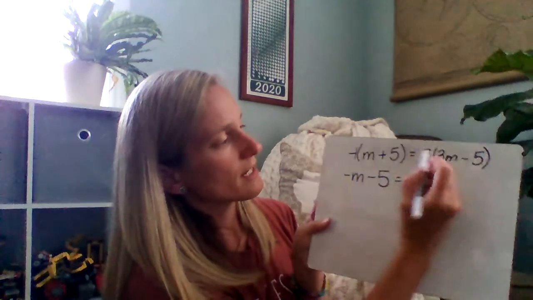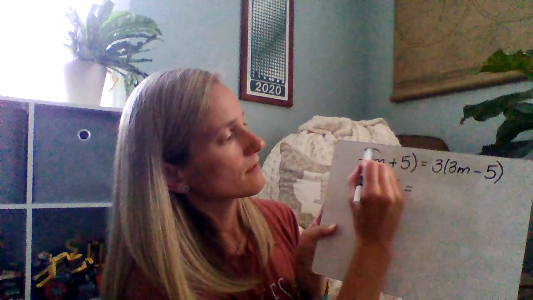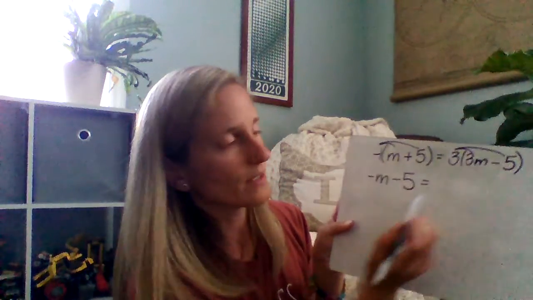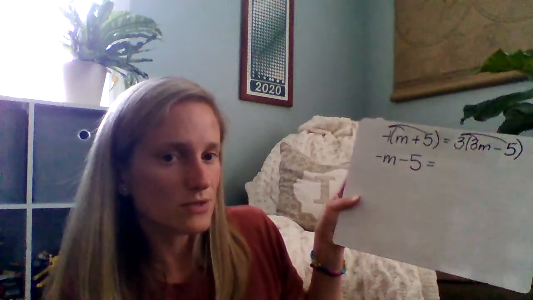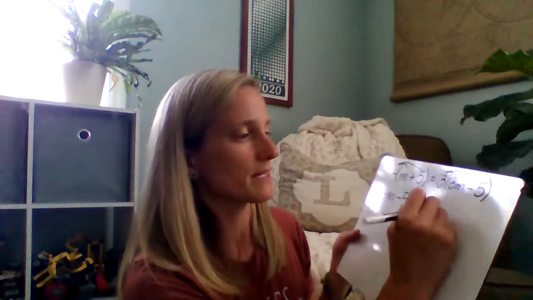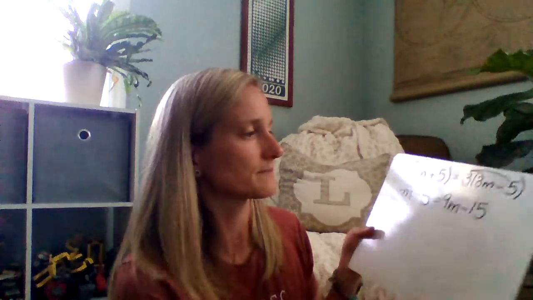On the other side, I'm distributing the 3 to everything. So 3 times 3m is 9m, and 3 times -5 means I'm going to have minus 15.